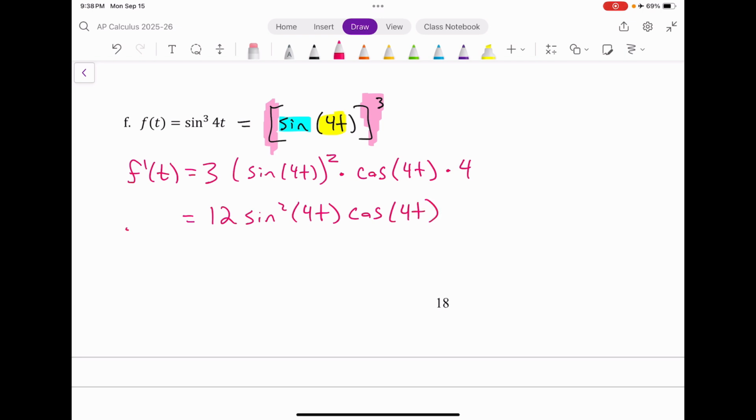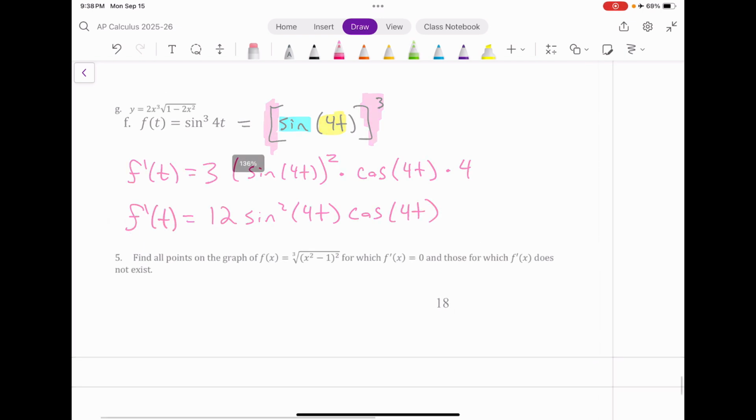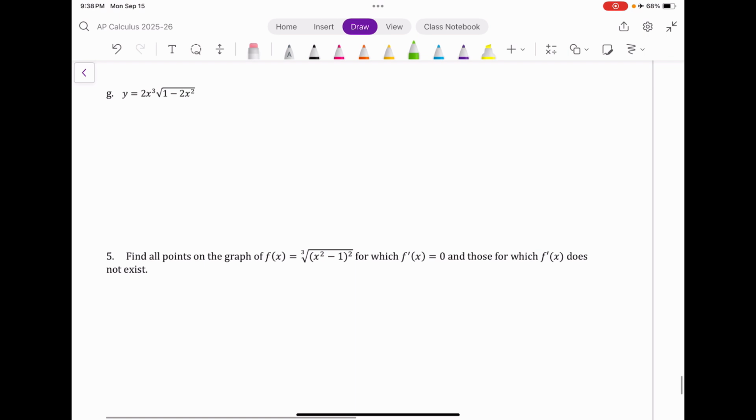And yeah, that's the derivative. Okay, on G, we're going to have to use the product rule here, but we'll go ahead and rewrite the root to be to the 1/2 power. All right, so we got that times that. So we're going to use the product rule and the chain rule.